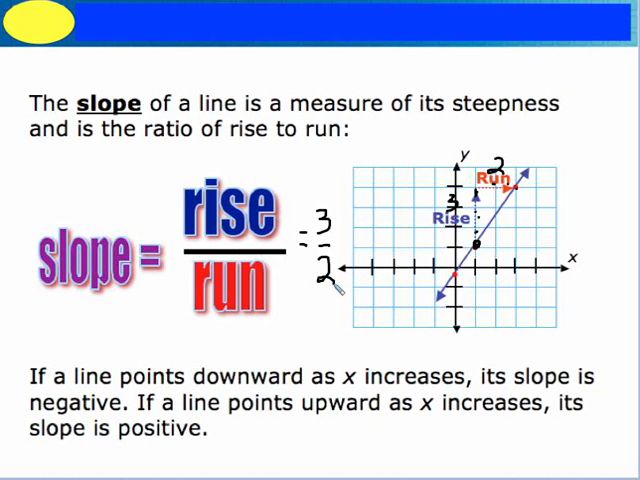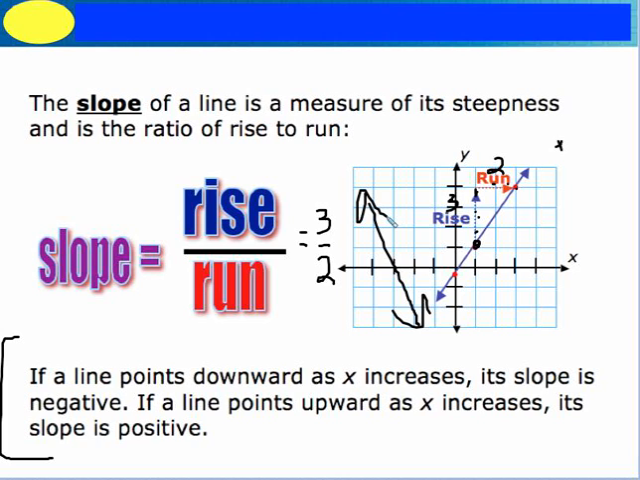So we have positive, we have negative slopes, we have zero slopes, and we have undefined slopes. But if we focus on positive and negatives for the first few examples, if a line points downward as x gets larger or increases, its slope is negative, and if the line points upwards as x increases, its slope is positive. So in this line, since I'm going upwards as x increases, going up and to the right, this line has a positive slope. Now if my line was going downwards in this direction, this line would have a negative slope.